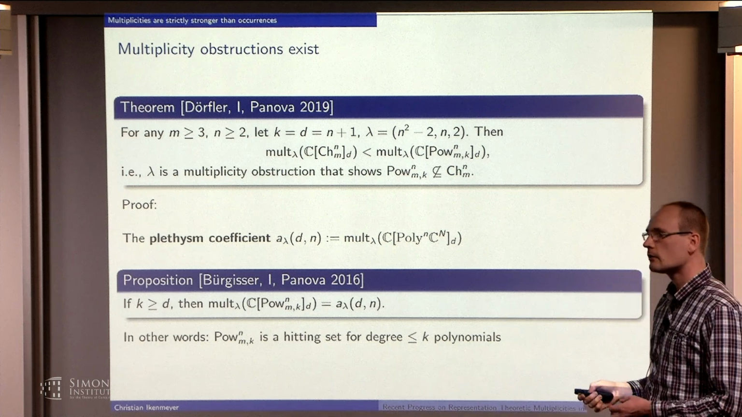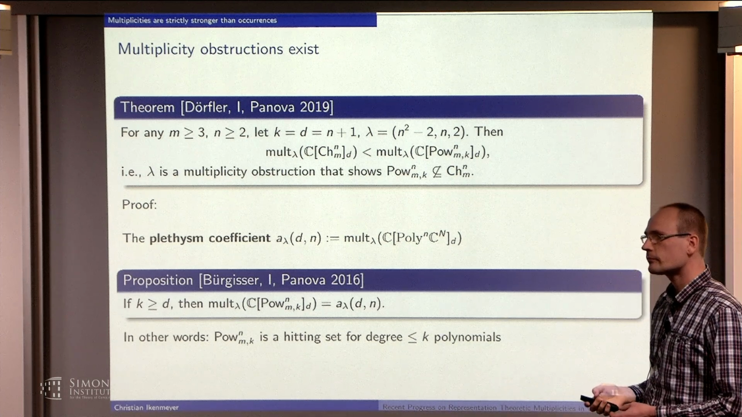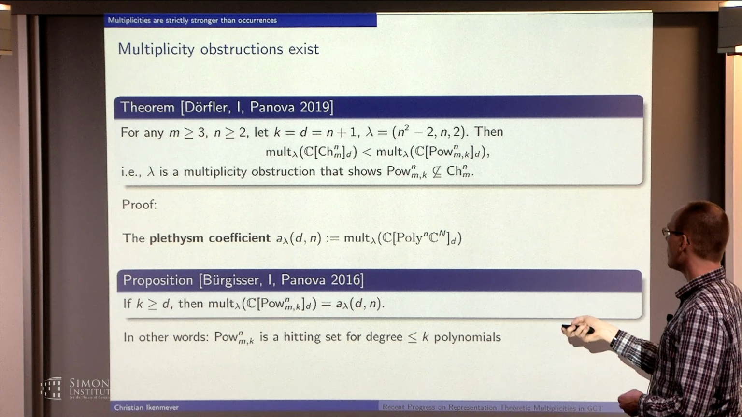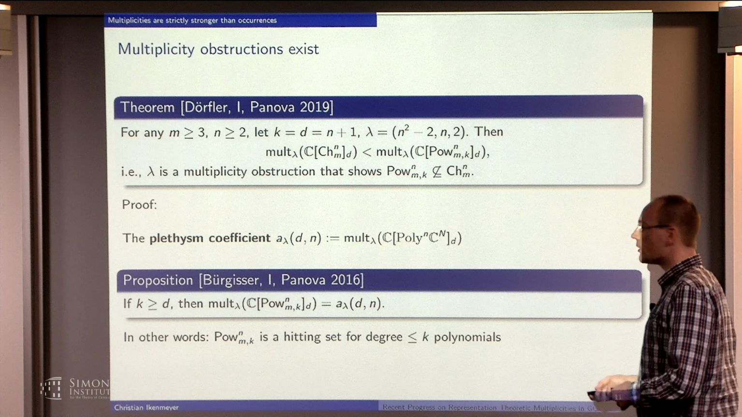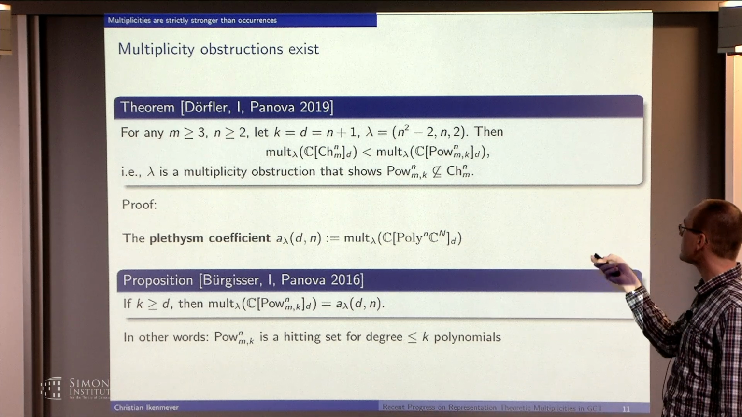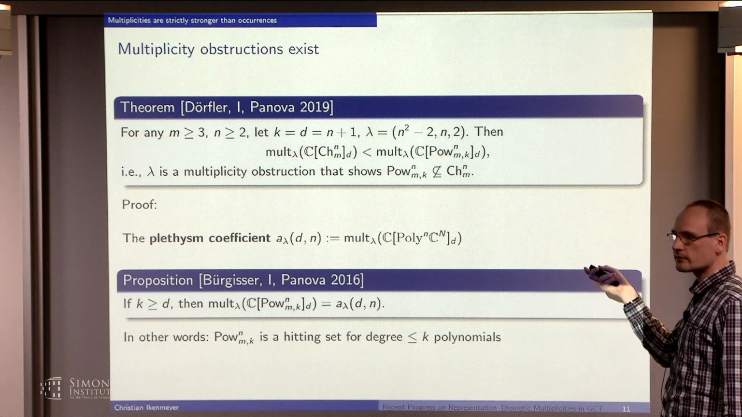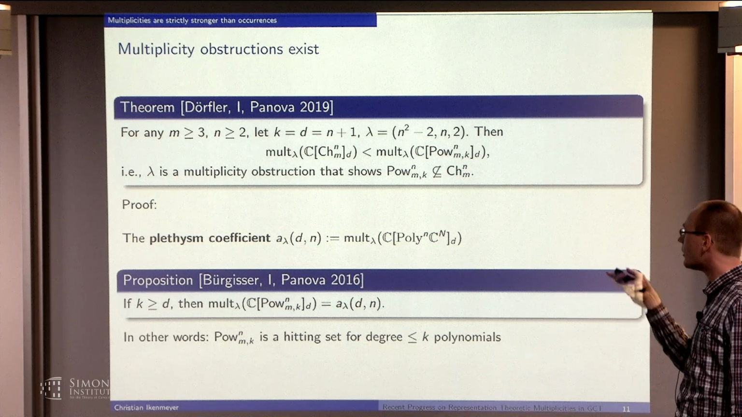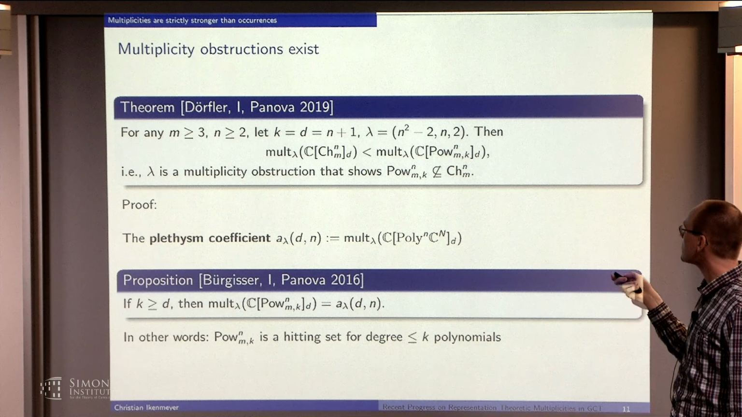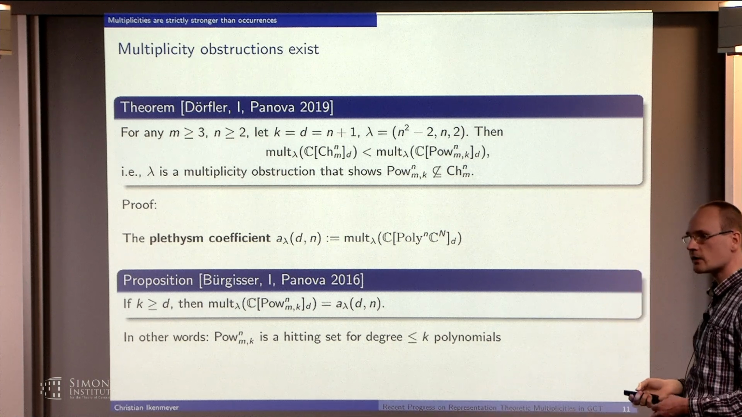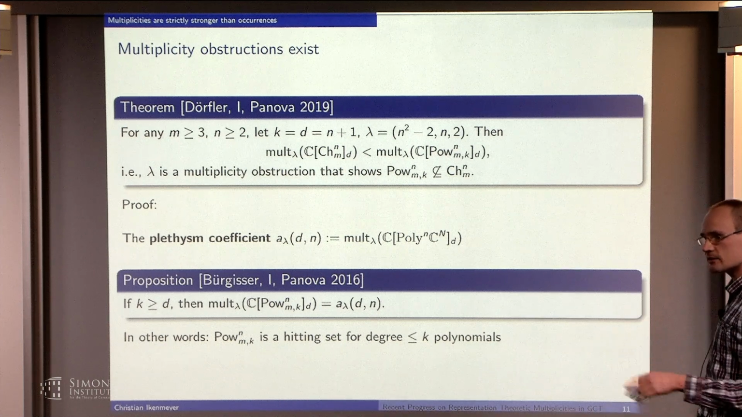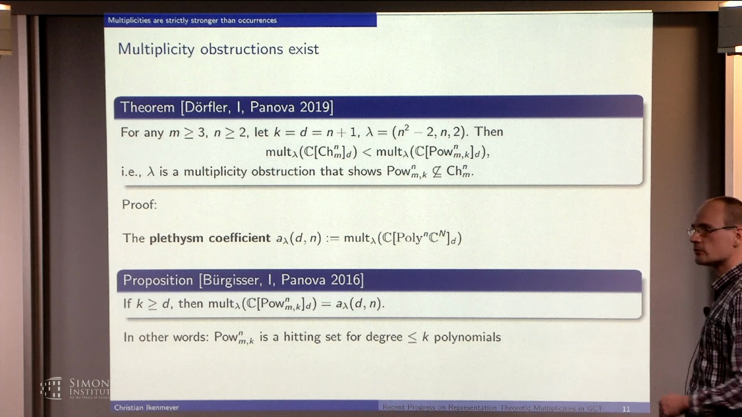In this case, is the stronger thing true, that Pow n m k is equal to the whole ambient space? No, it is not equal. It depends. This works only because lambda has actually few boxes. The degree of lambda gives you a degree function that cannot distinguish between Pow and the whole ambient space. It would also be true if you make k very large, then you get the whole ambient space. Then it's still true. But we don't have to do that.